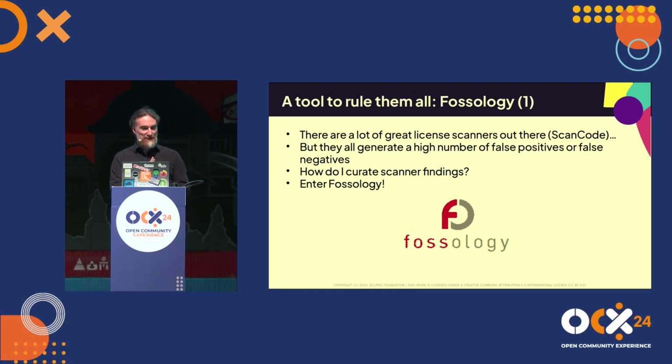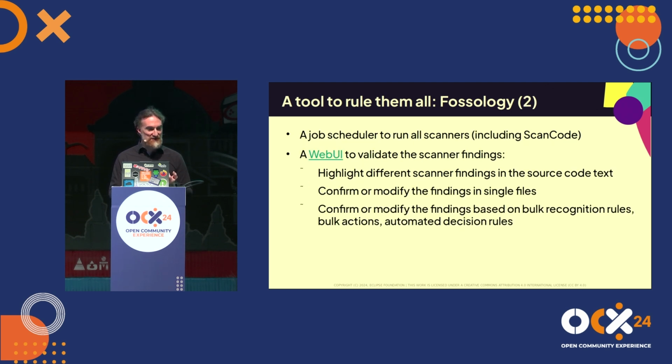And it is called Fossology. What's the main goal of Fossology? You have many good license scanners out there. The best open source license scanner is called ScanCode. It's a very good project. But the problem with the automated scanners is they all generate a high number of false positives and false negatives because of the reasons we saw before. So how do I curate scanner findings? I need an auditor to review that. So Fossology was created precisely for this purpose.